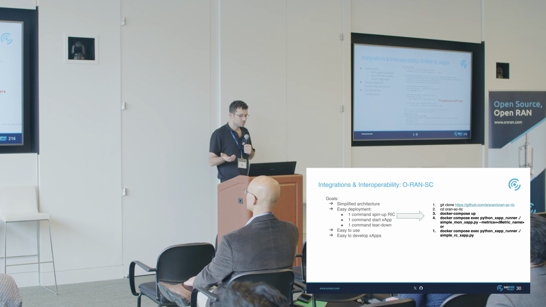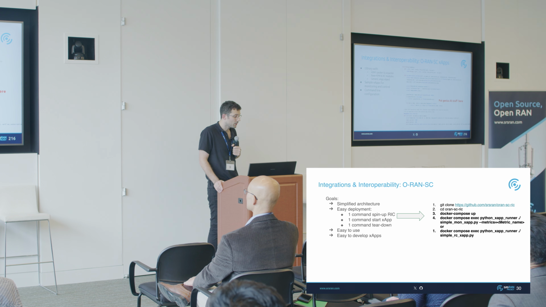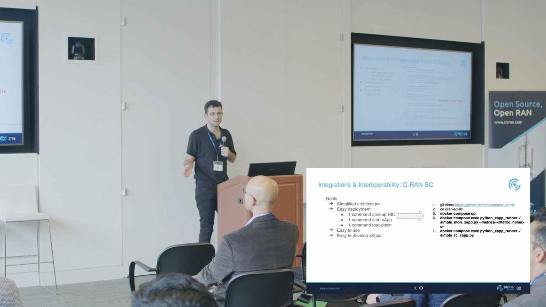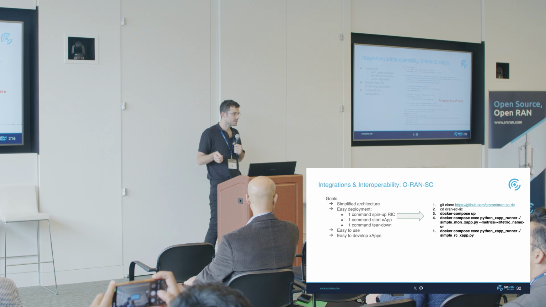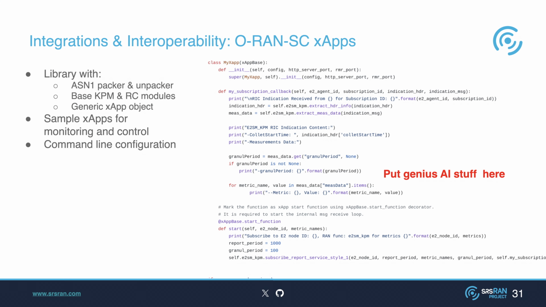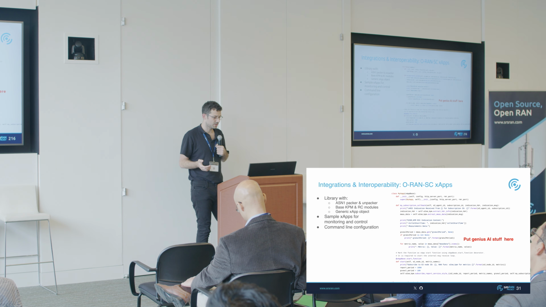So with this, we've also added an xApp framework. So it's a nice library. It's got an ASN1 packer and unpacker all done in Python. We've also included the ASN1 files for KPM and for RC, so you don't need to add anything to it. It'll just run. We've got base modules for the KPM and RC, and then we've got a nice generic xApp object that does all the setup and teardown that's required for an xApp.